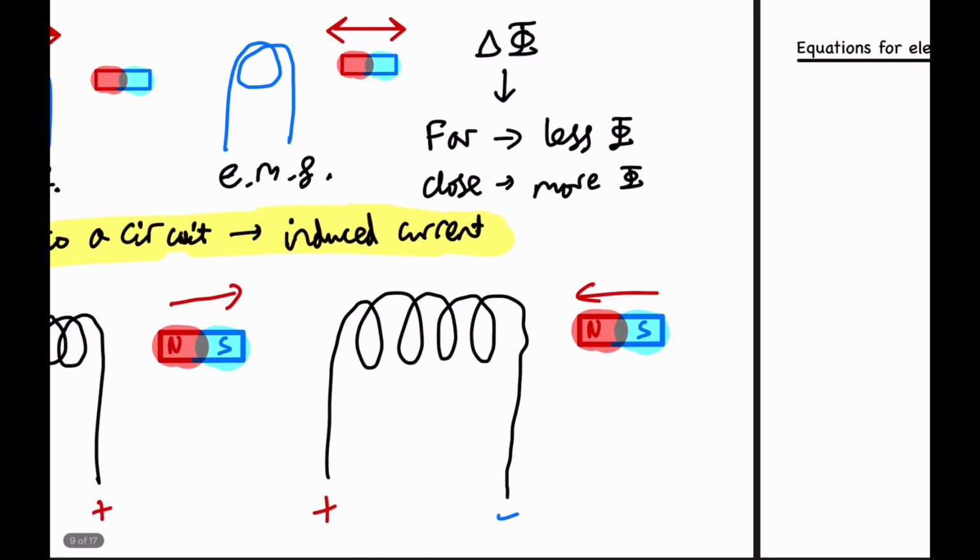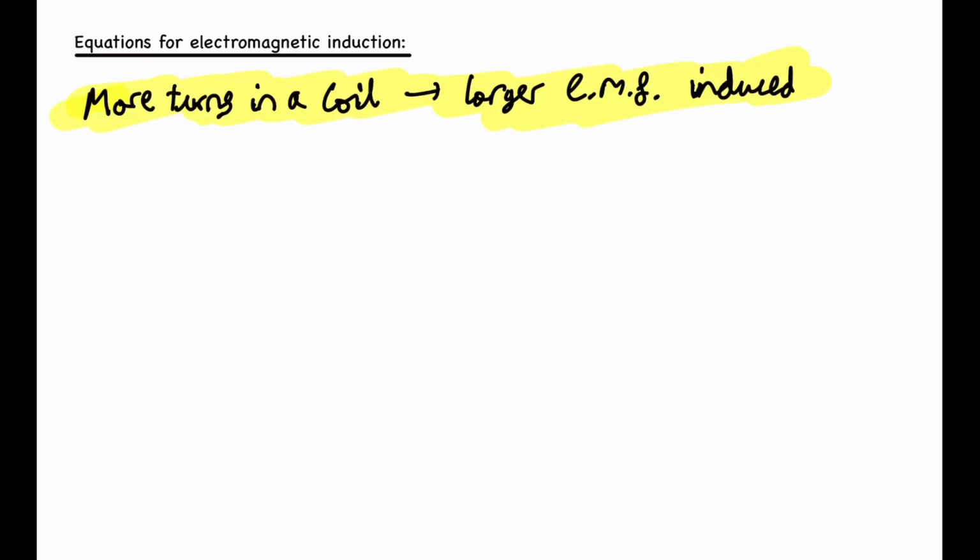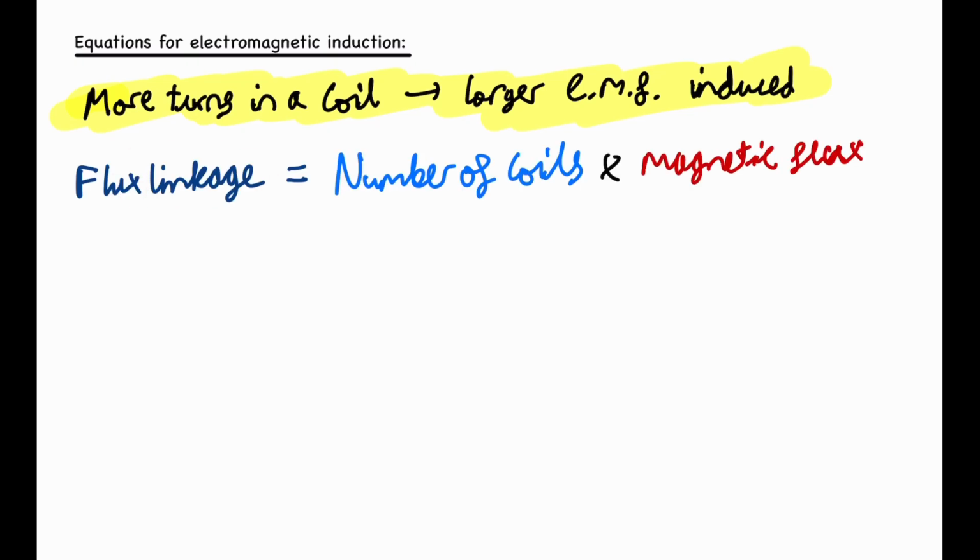So now let's move on to the equations for electromagnetic induction. It's worth noting, the more turns in a coil you have, the larger the EMF is induced. There's a property called flux linkage, which is the number of coils multiplied by their magnetic flux. We can use the rate of change of this quantity to tell us how strong the EMF will be in volts. The flux linkage has a unit called Weber turns. It can also be calculated using an equation, where you have your flux linkage, which we can write as N, the number of coils, times the magnetic flux, like this.